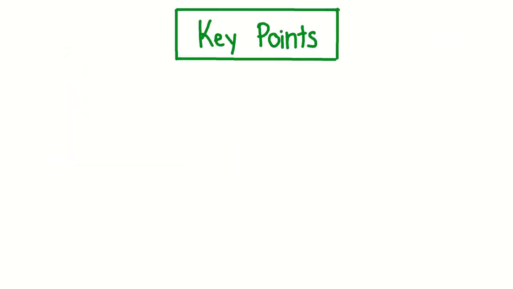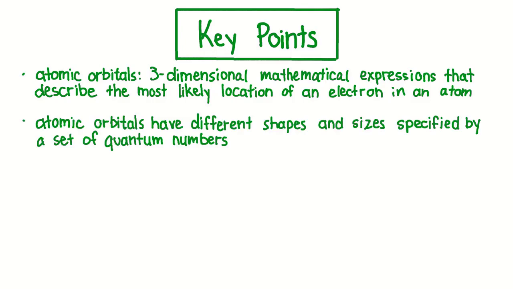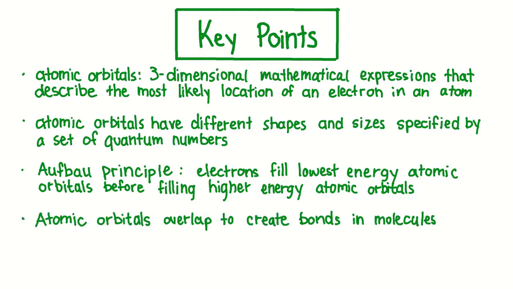Now it's time to conclude this video with the most important points we learned about atomic orbitals. Atomic orbitals are 3-dimensional mathematical expressions that describe the most likely location of an electron in an atom. Atomic orbitals have different shapes and sizes that we can specify using quantum numbers. In an atom, electrons fill atomic orbitals in order of increasing energy, according to the Aufbau principle. Atomic orbitals overlap to create bonds in molecules.